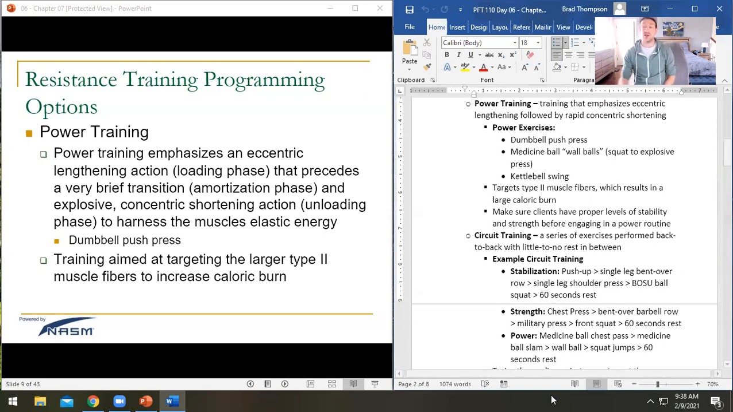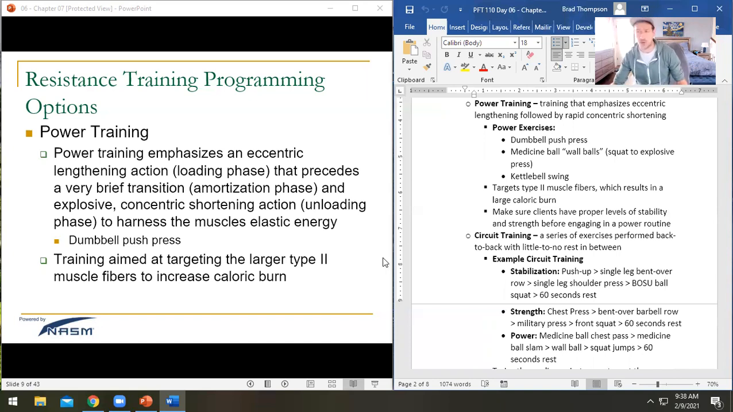We've also got power training. Power training is focusing on very explosive movements, right? So power training actually emphasizes eccentric lengthening. And remember, eccentric is the lengthening action of our muscles, right? So my bicep, when it goes back to normal length, when my tricep is going into a lengthened position, right? And so power training is actually where we do an explosive eccentric followed by an explosive concentric, right?